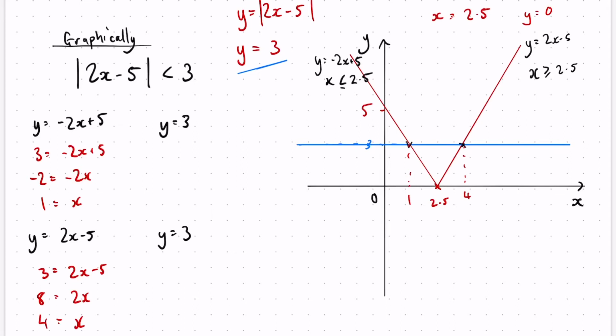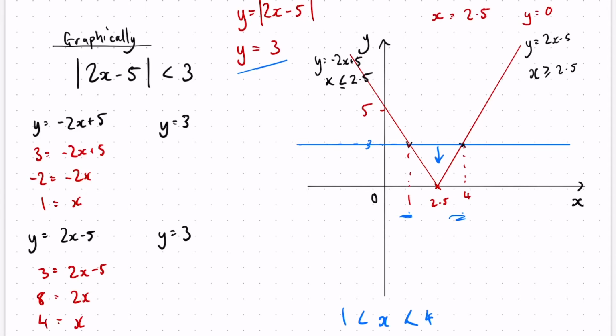I can see how the inequality is working here. So modulus 2x minus 5 is less than 3. I want to find out when I am below 3. And I'm below 3 between 1 and 4. So x is greater than 1, x is less than 4.